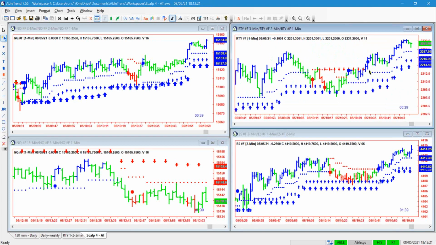Here's the triple confirmation trade. Here's the blue bar, the blue 1 minute buy signal, the blue 2 minute buy signal, and the blue 3 minute buy signal, which was on a buy signal for hours before that. So that was an easy one right there. Just a beautiful thing here.